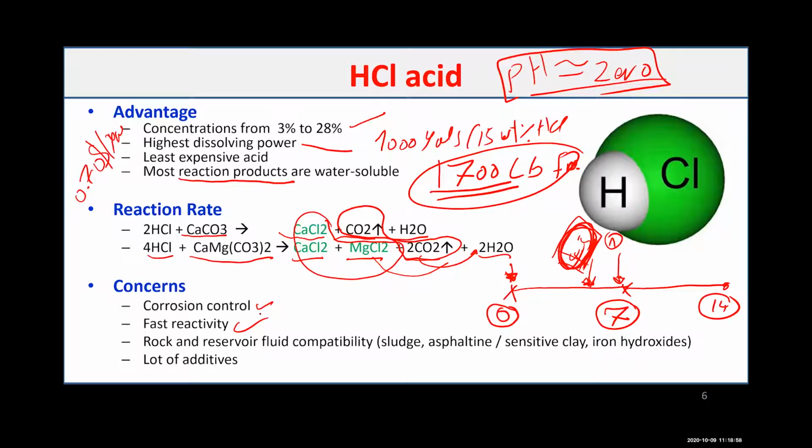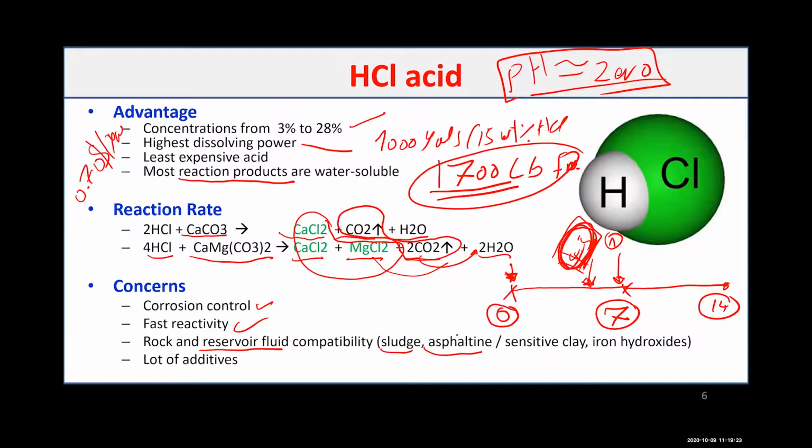Yes, the third part is the compatibility with the reservoir and rock. From reservoir fluid, the oil. HCl can cause some sludge and asphaltene. If your oil has asphaltene, we need to put some additives there to be sure that it will not cause asphaltene precipitation or a sludge.